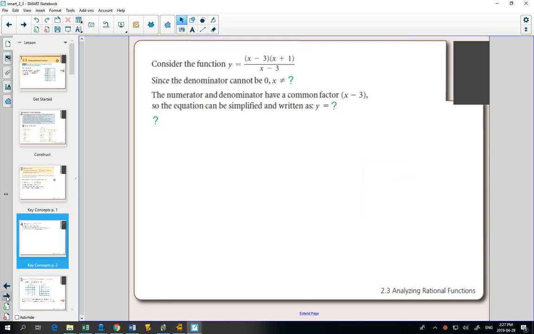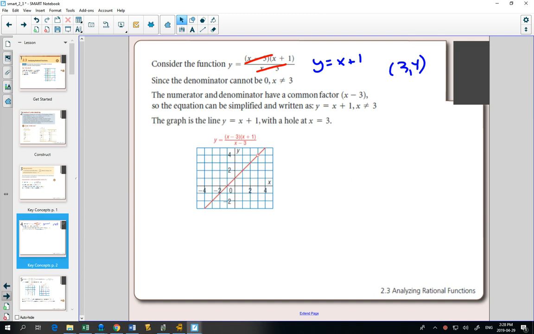If the factor cancels out, like in this one, these x minus 3's would simplify, you still have a non-permissible value of 3, but then that becomes a hole in your graph. After it cancels out, you now have a new simplified equation, but you still have a non-permissible value of 3. And when you plug 3 into this line, you would get the point 3 comma 4. So that becomes a hole, and you know where the hole is.